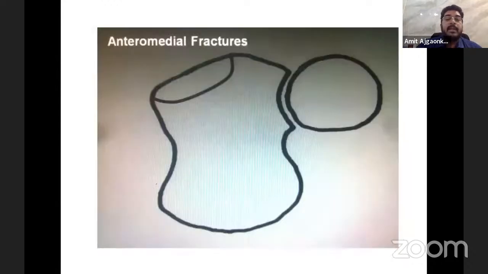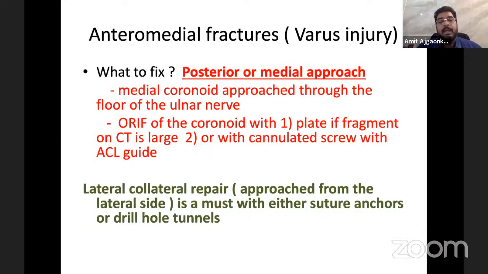Patient did well. Now these anteromedial fractures of the coronoid are a bit tricky. So how to fix those? These are commonly seen in varus injuries. In varus injuries, you have a bigger size of the coronoid which is fractured, and the fracture comes more to the anteromedial side near the sublime tubercle.